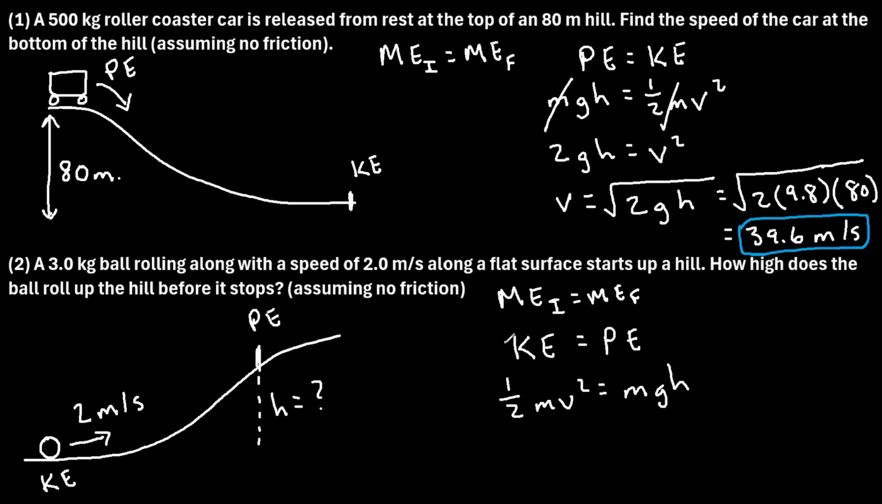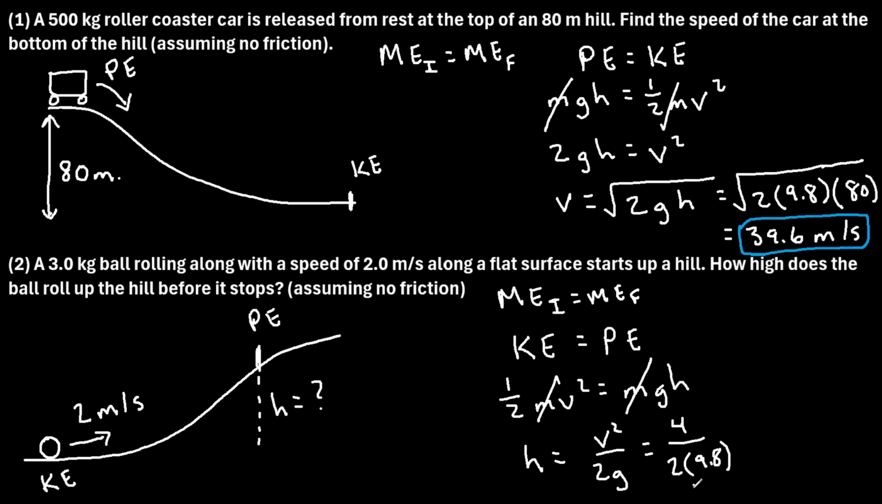So again, what we'll notice is that the masses cancel out. And in this case, we're trying to solve for h, the height, how high the ball is going to go up the hill. So to solve for h, we just need to divide both sides of this equation by g. So what we end up with is h is equal to v squared over 2 times g. So if we fill in the values that we know, we get v, the velocity, is 2, so we get 2 squared, which is 4, over 2 times the magnitude of gravity, which is 9.8.